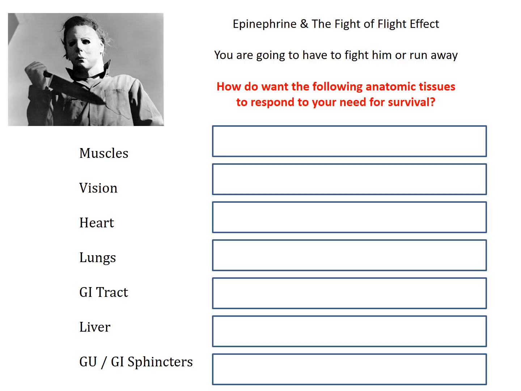Okay, I'm back again. All right, muscles. You want increased muscle contractility. Vision: you want your eyes to dilate so you get more light through your retina so you can see better. You want your heart pumping harder and faster, giving you more cardiac output. You want more air moving through your lungs. You want to dilate your bronchial tubes, get more oxygen into your lungs. You really don't need to be digesting food, so you can shut down your GI tract and you can stop peristalsis. You want your liver to not be storing energy but pumping energy out.